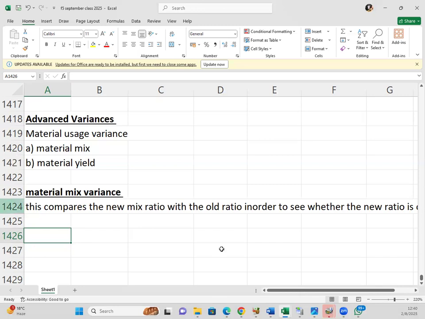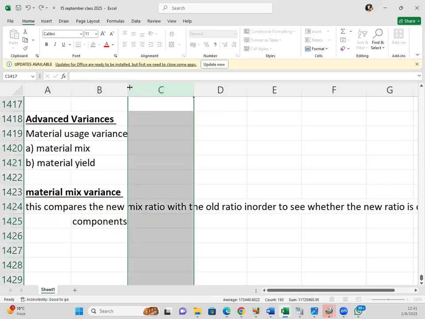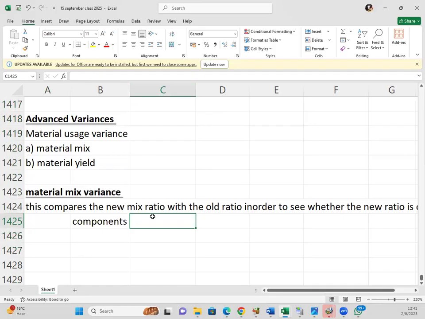So the material mix variance looks at whether the ratio we are now using is cheaper or more expensive. We are going to use a table to come up with our material mix variance. The table starts with the components, that is what we are mixing. Besides the components, we have the actual quantity. I'll just use abbreviations, but you can write in full.